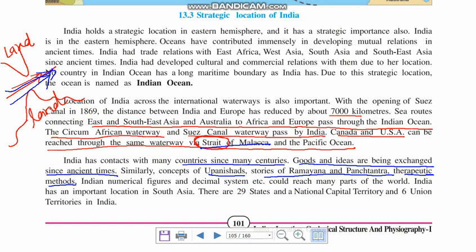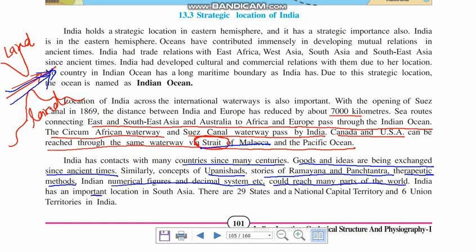Indian numerical figures and the decimal system were also exchanged due to it. You might know that India discovered and invented the numerical system and the decimal system. It had also invented zero. So all that passed to different countries through this particular system and could reach many parts of the world.